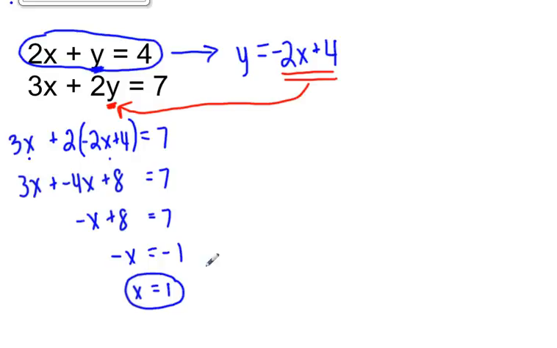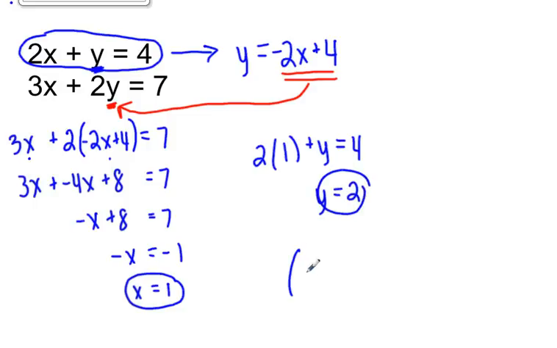So we're just going to take this 1, x equals 1, and pick one of your original equations that I have here in the black. It doesn't matter which one. I'll go with the first one. And instead of 2x, I replace my x with 1, and I end up with y equal to 2. And so my solution, my ordered pair, is 1, 2.